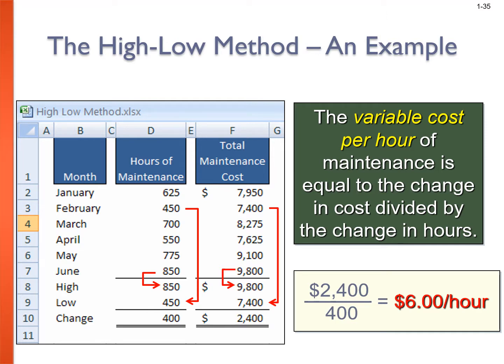So if you take a look, we take the highest cost of maintenance and subtract the lowest cost of maintenance, which would be 2,400. We do the same with the hours of maintenance. The low cost is because of 450 hours. The high of 9,800 is because of 850 hours. Take the difference there. We then divide the 2,400, the difference between the high and the low costs, by the difference in the high and the low hours of 400. So the variable cost per hour would be $6 per hour.